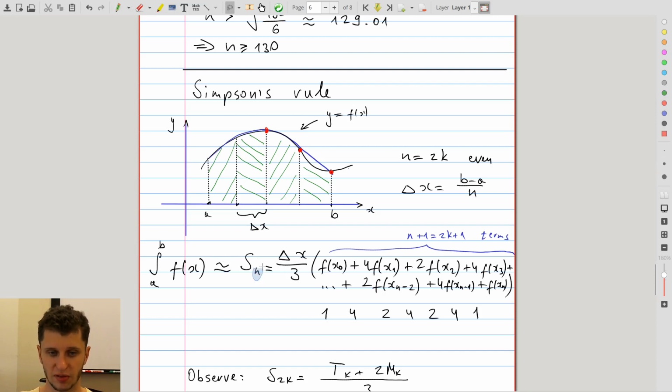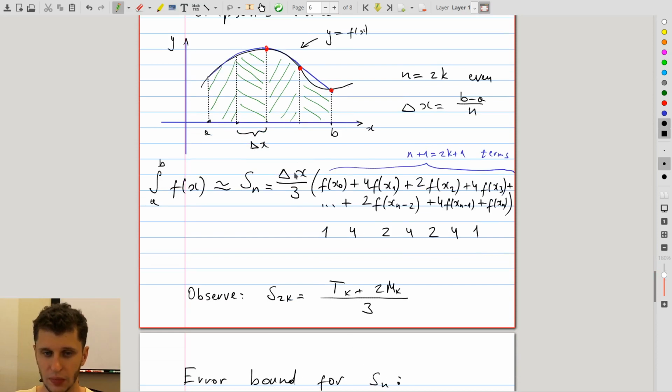So the nth Simpson's sum, where n, again I want to emphasize, is an even integer, is given by this formula here. It's delta x over 3, where delta x is the length of a single subinterval in your partition, multiplied by f of x0 plus 4f of x1 plus 2f of x2 and so on. So here are the values of f at the xi's, where the xi's are given by a plus i times delta x. So the formula remains the same.